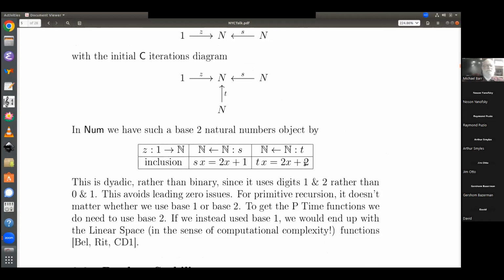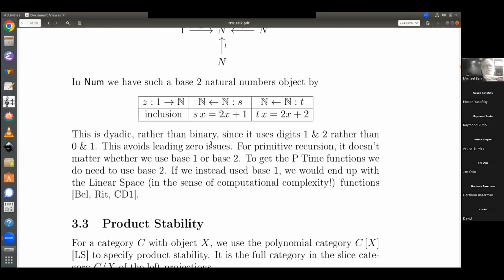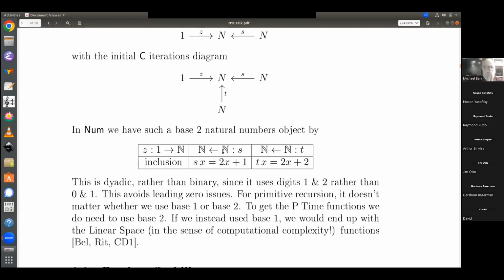So again, when you look at a numeral, you put a string of S's and T's applied to the 0. And what that ends up doing is, instead of giving you a string of ones where the number of ones is the number, you have a string of ones and twos. These are dyadic base two numbers rather than the usual binary, which uses the digits 0 and 1 and leads to leading zero issues that I get rid of by doing this. So you've internalized the notion of digit representation of the number in your category.